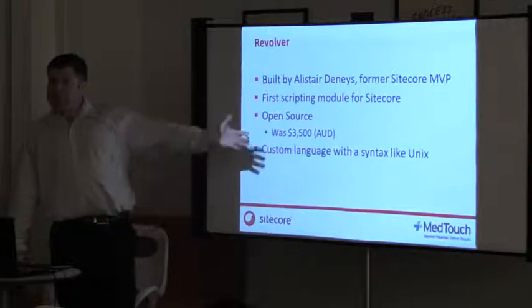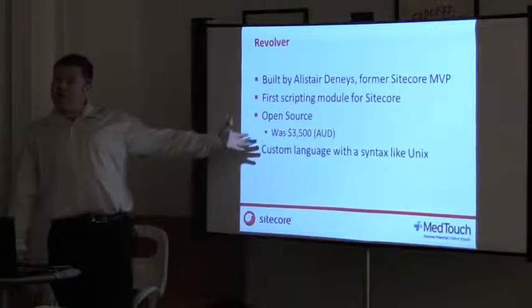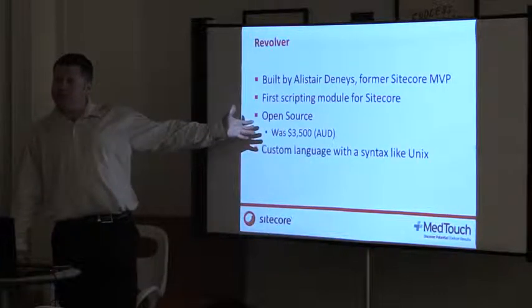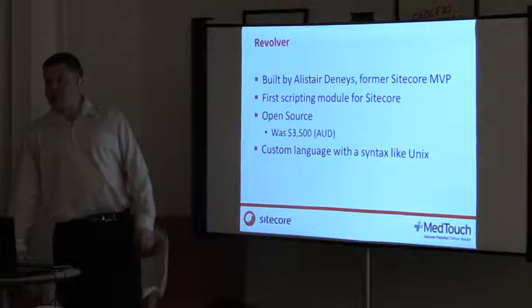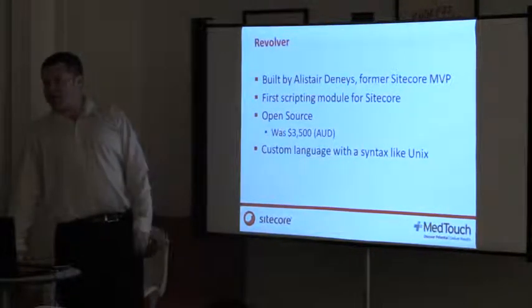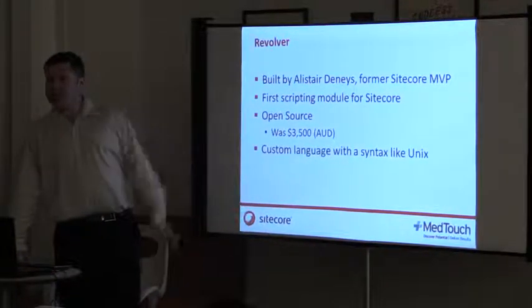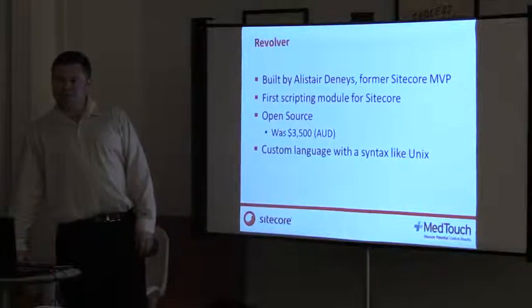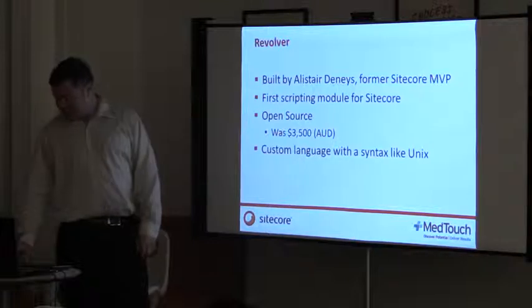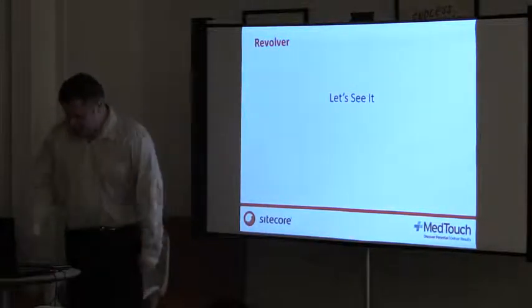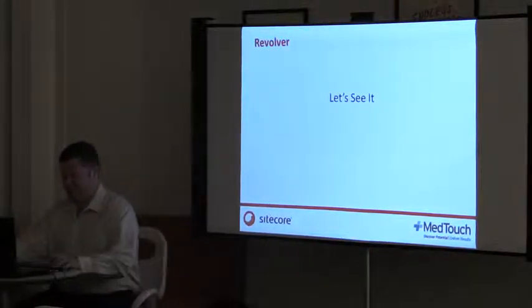So today it's open source. At one point it was 3,500 Australian dollars, and in American money, that's almost the same. So today it's free, that's great. You can change things around, I'll show you that later. And it also has a custom language that kind of looks like Unix. So for those that have a Unix background, you can like it, and a DOS background too. So let's take a look and see what it looks like.